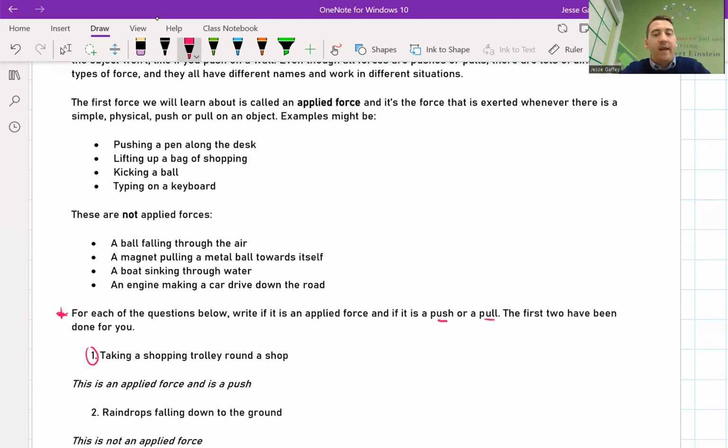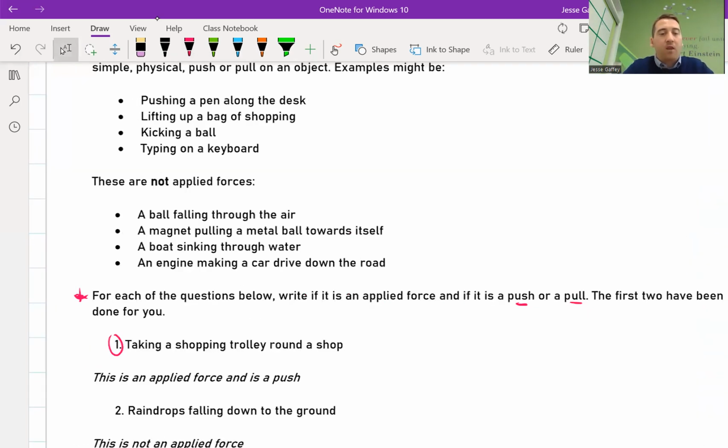Okay, let's go. Taking a shopping trolley around the shop. This is an applied force because you would have to put your hands on the handle and push it. And obviously then, if you're pushing the trolley, it is a push. So that's how we would answer this question. We write a sentence: this is an applied force and it is a push. Okay, so that one's been done for us. We're going to look at the second one now.